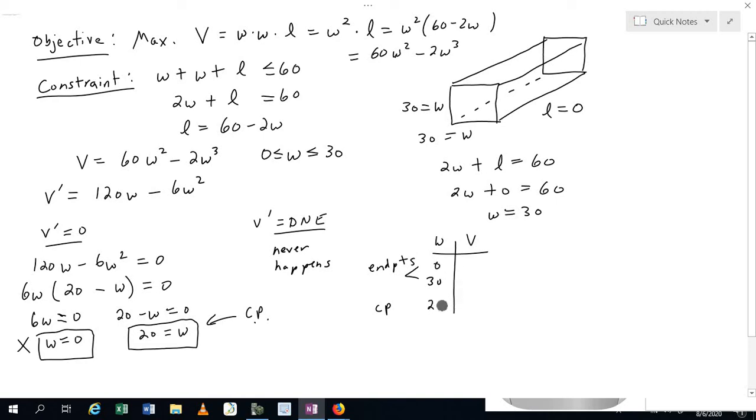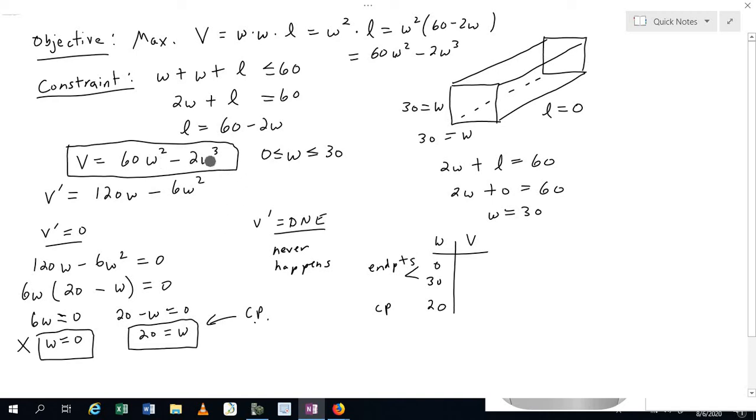Okay, so then we're just gonna, again, check the endpoints and the critical points and see which one gives us the largest volume. In other words, the largest output for this function, our objective equation. So let's just plug those in and see which one gives us the largest volume.